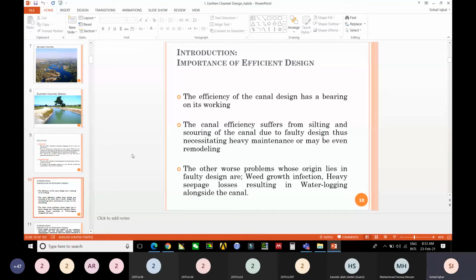The other problems whose origin lies in the faulty design are weed growth infection, heavy seepage losses resulting in waterlogging alongside the canal. So you are well familiar with these, weed growth infection.